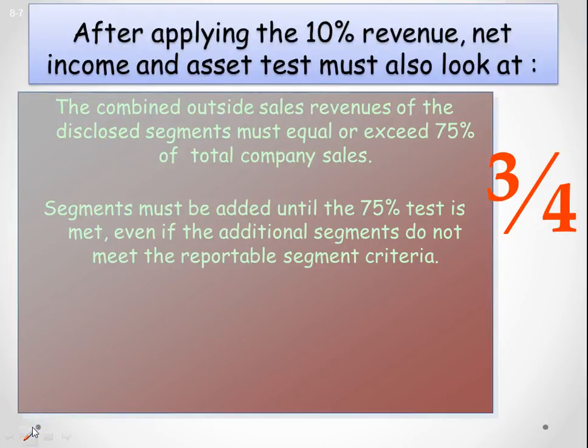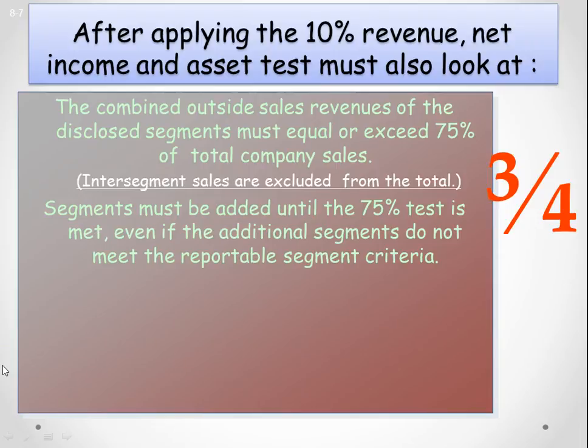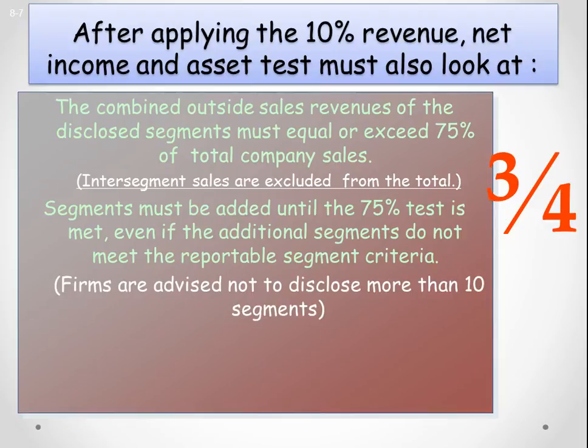Just a reminder, after applying the 10% revenue, net income, and asset tests, we must also add all of these up that we have identified as reportable. And what we need to do is make sure that we only include outside sales revenues. They must equal or exceed 75% of the total company's outside sales. And we keep reporting them until we equal this amount. And remember, we do not include outside sales. And firms are advised not to disclose more than 10 segments.